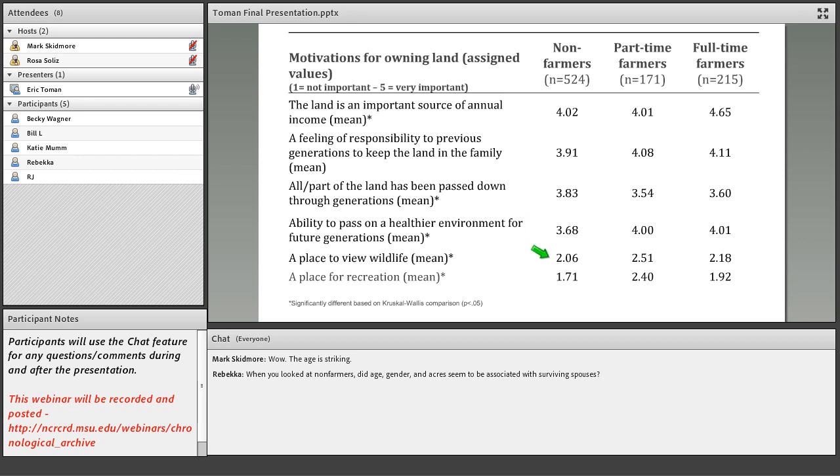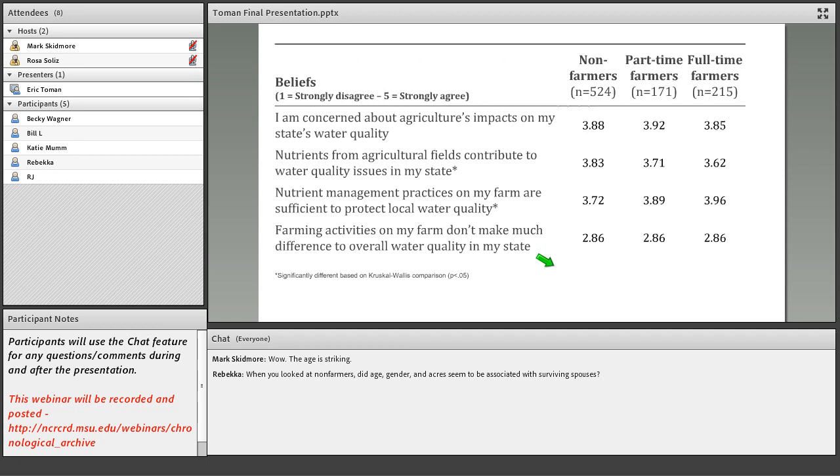Also, I think interesting, and this is particularly compared to some other locations, these bottom two items of valuing the property as a place to view wildlife or a place for recreation were both below the midpoint, indicating that these weren't really that important to most of our respondents, which again is quite different in other locations. I mentioned before the idea about high amenity landscapes in particular, and so those might be places where you would see these values being quite a bit higher. So it points out some of this differentiation we see between locations.